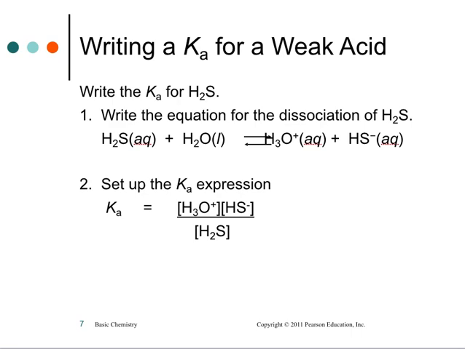So you basically write a Ka by taking the hydronium, anything that's aqueous, the concentration of the products divided by the concentration of the reactants, and you're going to ignore pure substances. Anything that's liquid or solid you can ignore, and you end up with something like this.